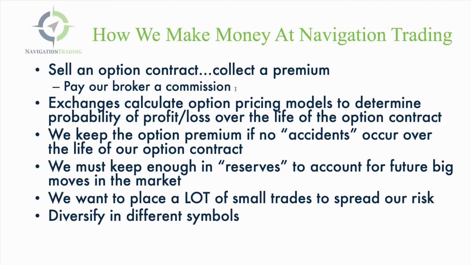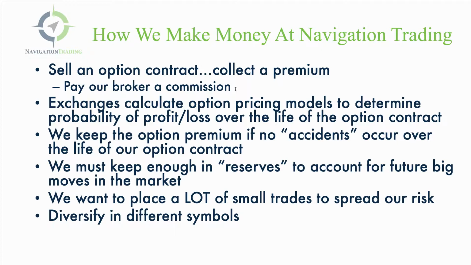But secondly, the exchanges and the brokers calculate option pricing models to determine the probability of profit or loss over the life of the option contract. Sound familiar? So then we keep the net option premium if no accidents occur over the life of our option contract. Between now and the time our option expires, which we typically like to trade in that 30 to 60 days to expiration, if no major market moves or accidents occur, we keep that premium.